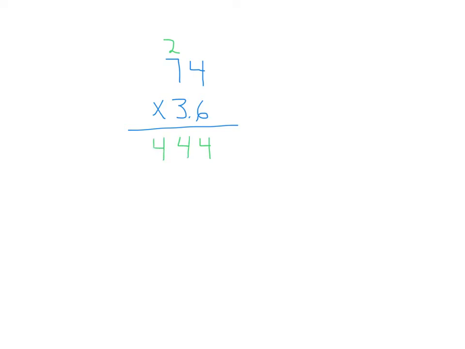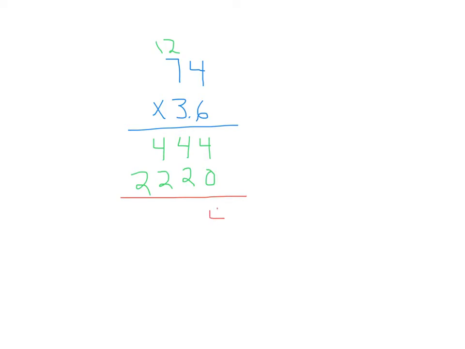Now when you go to the 3, remember to drop your 0 first. And then 3 times 4 is 12. Carry my 1. 3 times 7 is 21. 21 plus 1 more is 22. There, I've done my multiplication. Now it's time to do my addition. And then at the end, the last step is going to be to place that decimal.